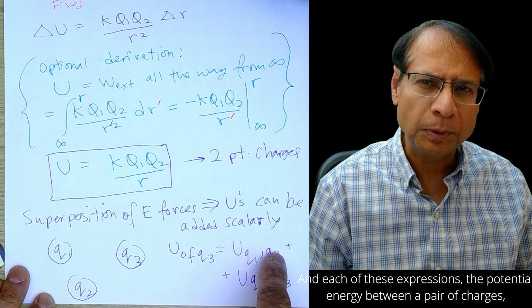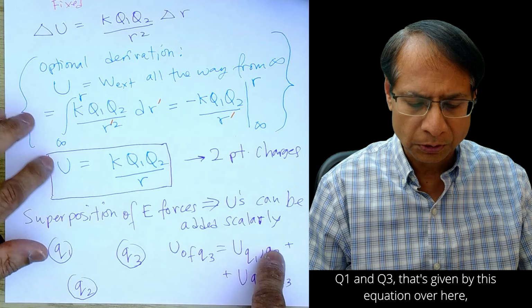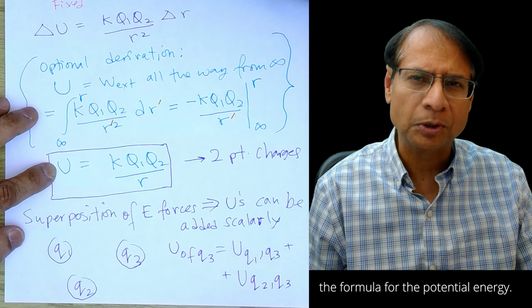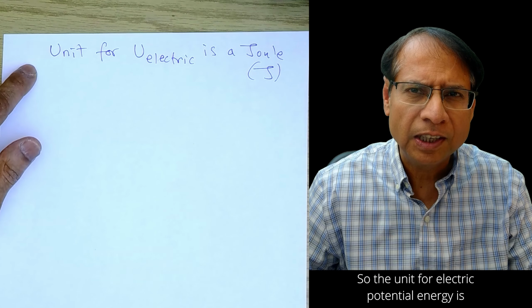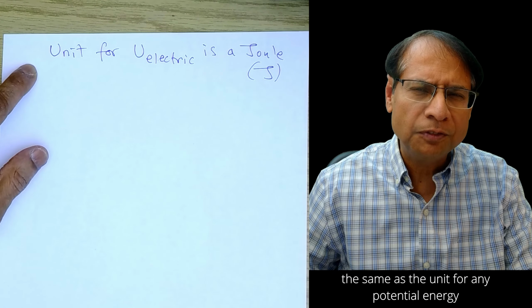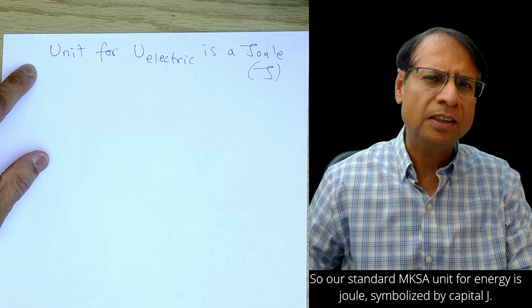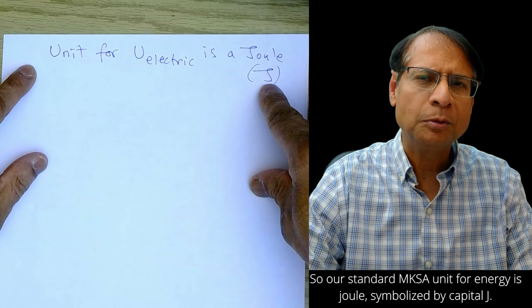And each of these expressions, the potential energy between a pair of charges, Q1 and Q3, is given by this equation over here, the formula for the potential energy. So the unit for electric potential energy is the same as the unit for any potential energy, or any energy for that matter. Our standard MKSA unit for energy is the joule, symbolized by a capital J.